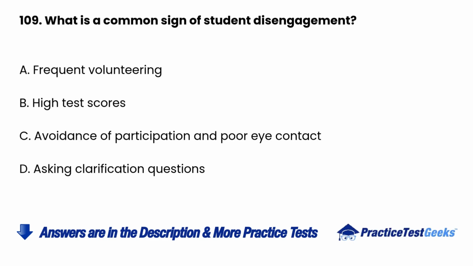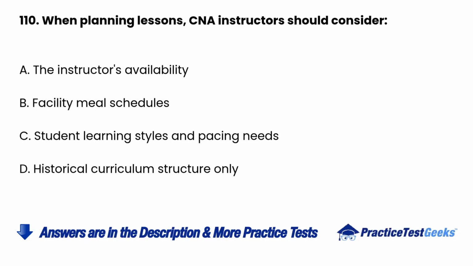109. What is a common sign of student disengagement? A. Frequent volunteering. B. High test scores. C. Avoidance of participation and poor eye contact. D. Asking clarification questions.